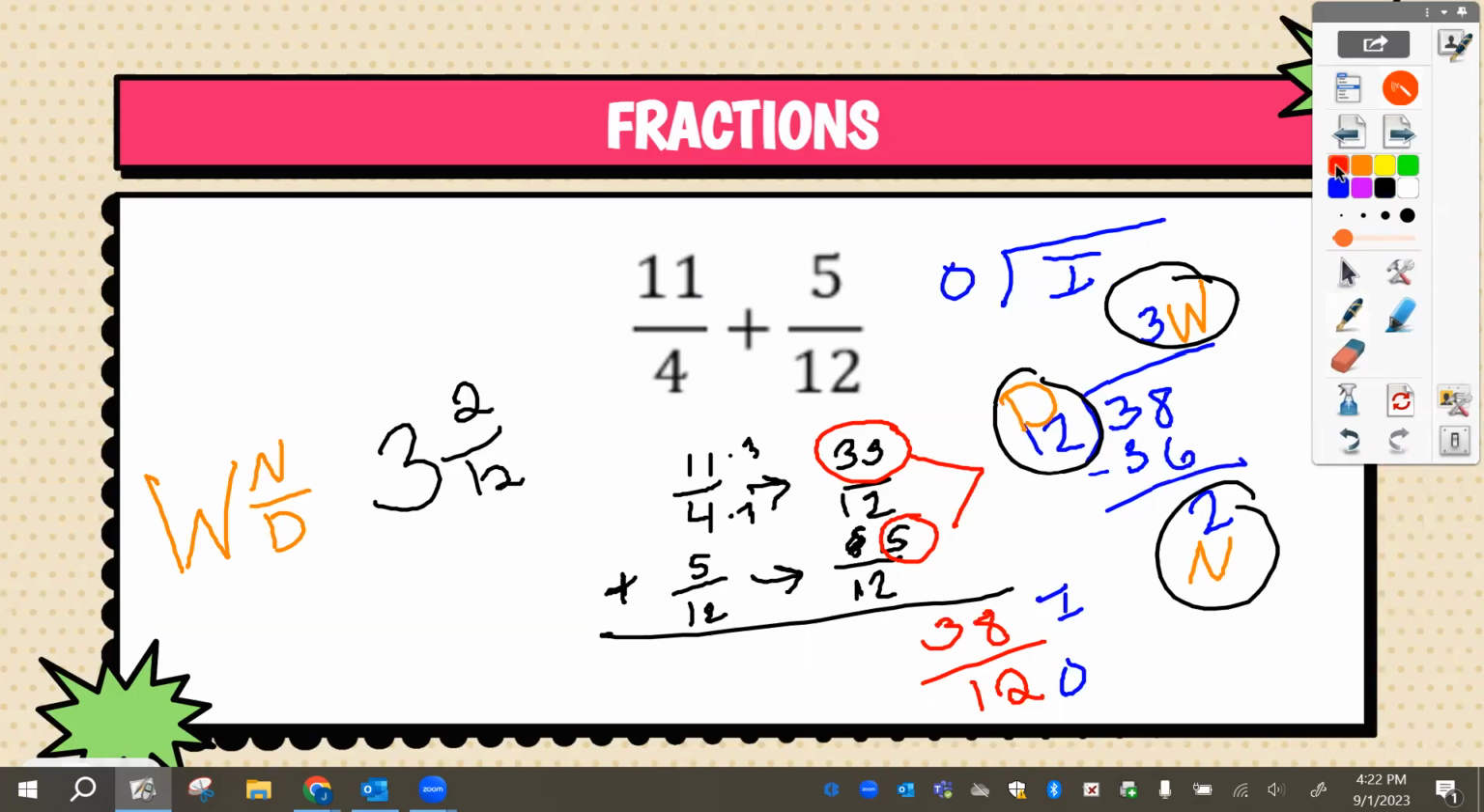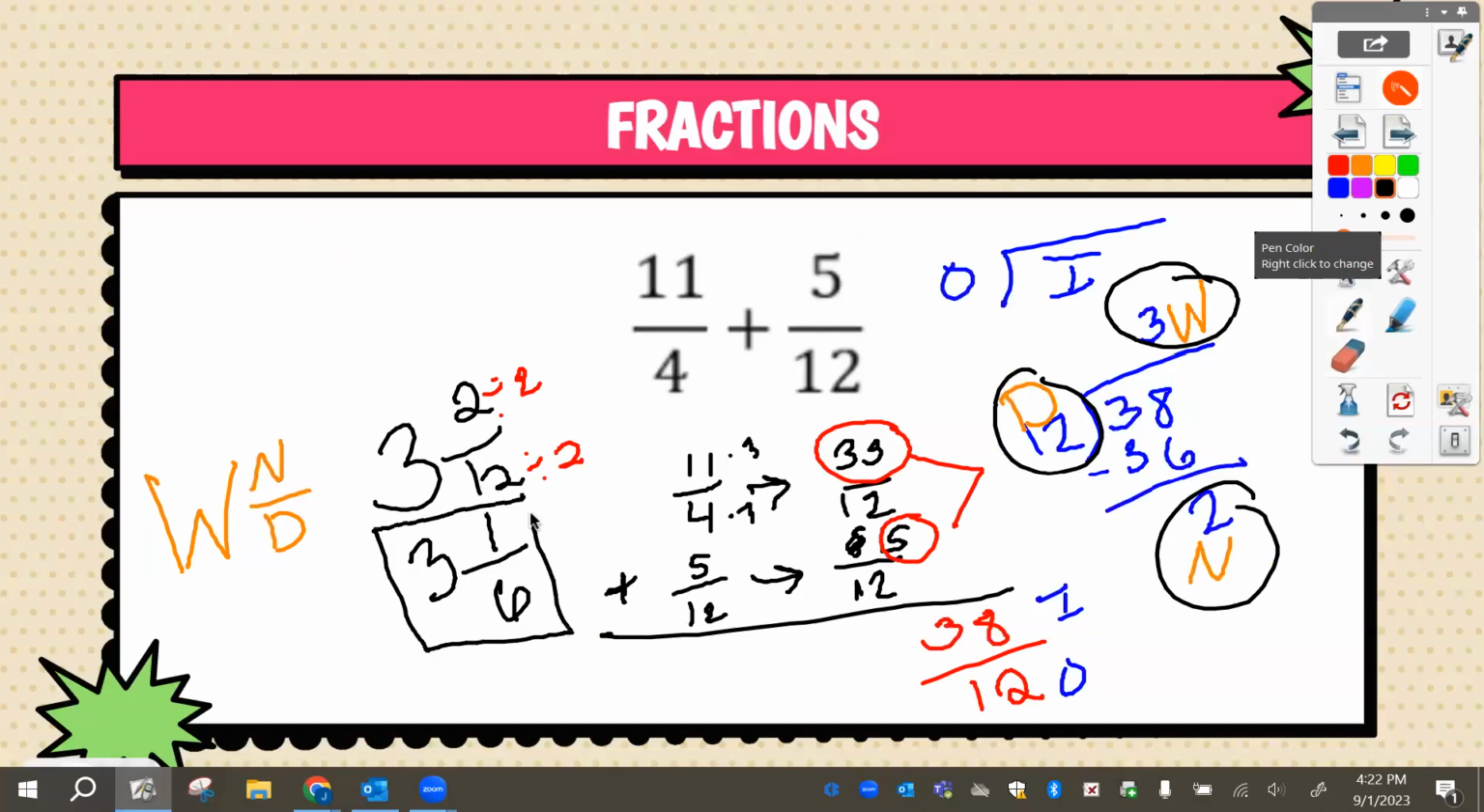However, 2/12 I can simplify and divide them both by 2. 2 divided by 2 gives me 1, and 12 divided by 2 gives me 6. So 3 and 2/12 simplifies down to 3 and 1/6. So remember, common denominators, add, and then simplify if it's improper.